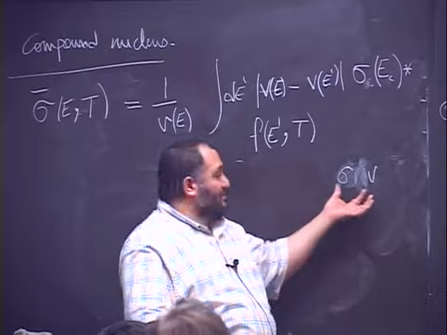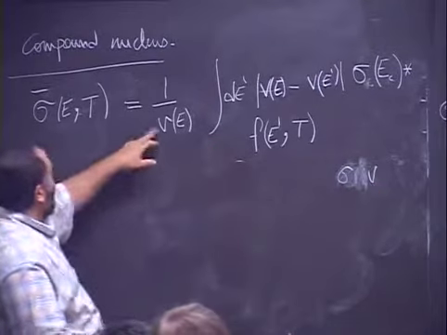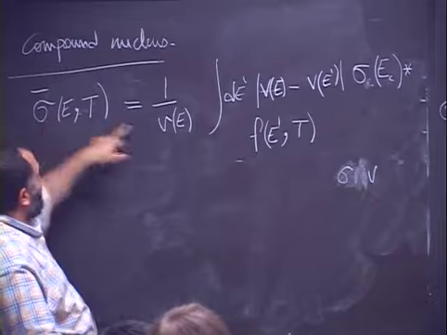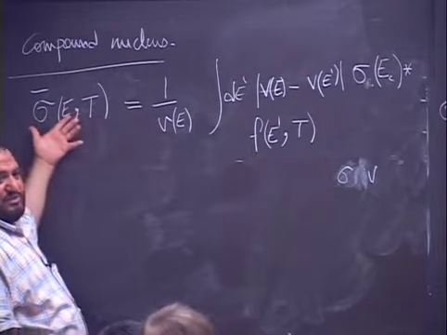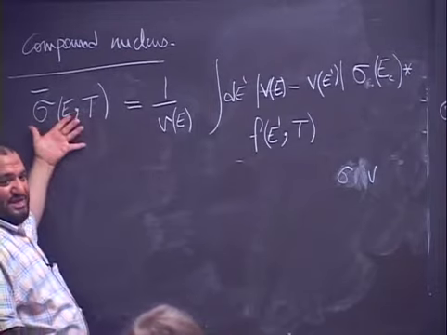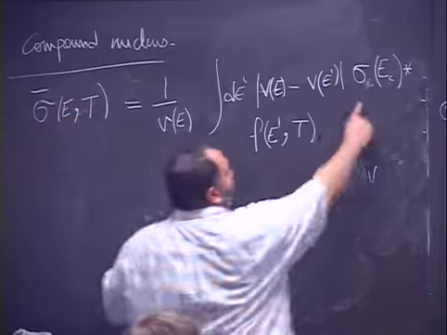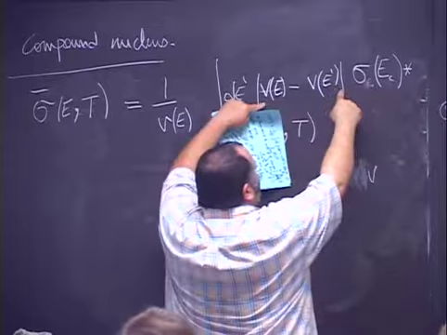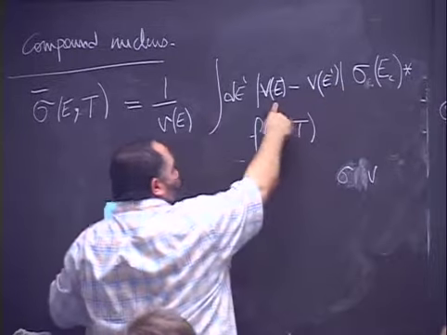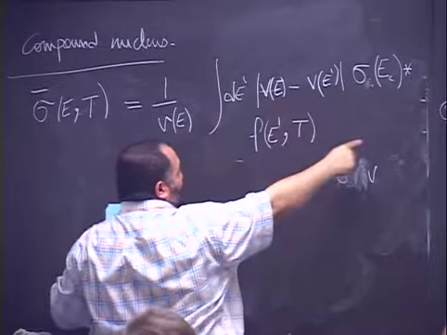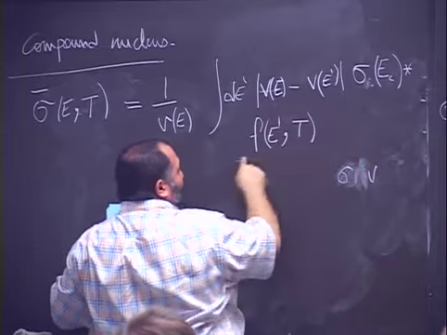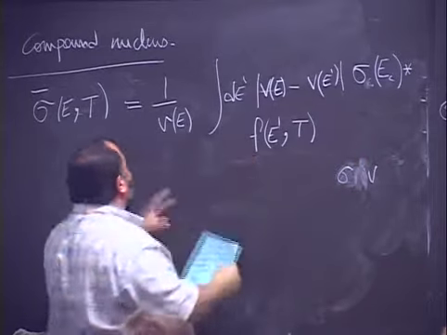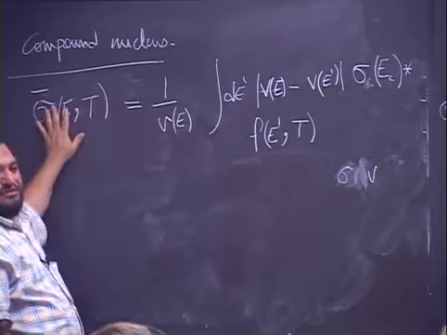Yes? This is just this one. So if you multiply sigma average multiplied by V of E, this is the total number of interactions. But this is the average. Why? Because now sigma of E multiplied by the difference in velocity between the neutron and the projectile multiplied by the distribution function will give me the average. And this is just an averaging process.